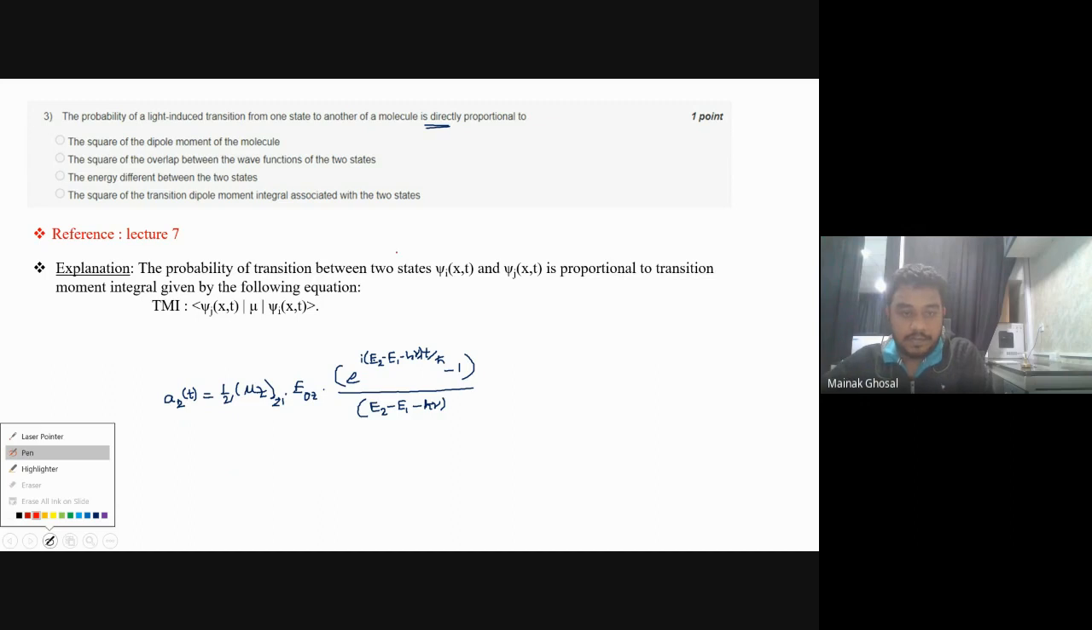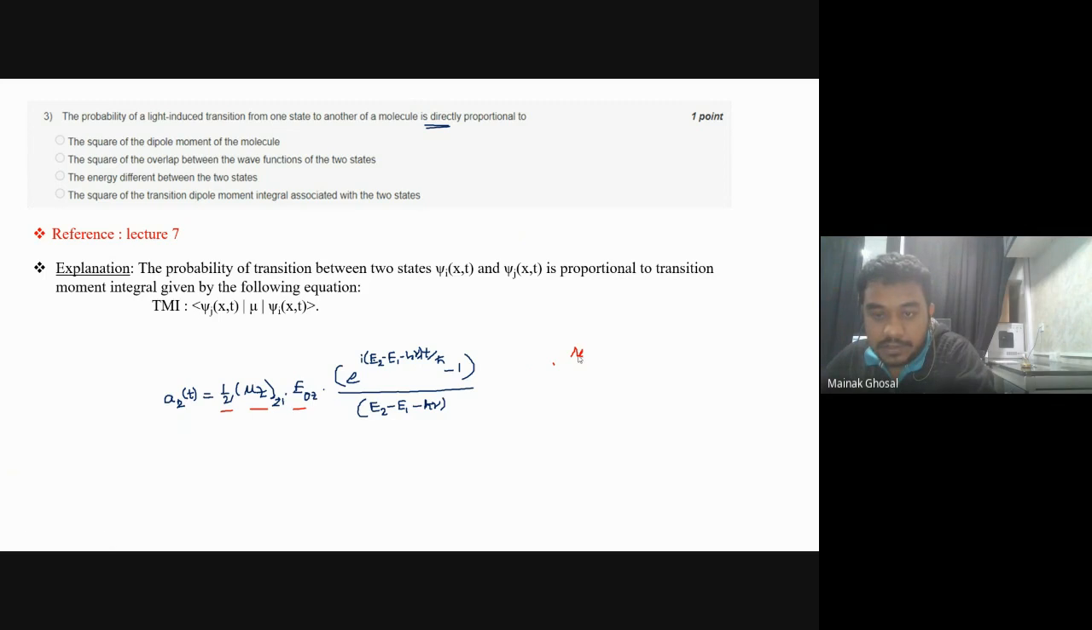Okay. So every term has its usual meaning: half mu z21 into E0z into e to the power i (E2 minus E1 minus h nu) t by h cross, minus 1, divided by E2 minus E1 minus h nu. Okay. So what is mu z? Mu z is too much problematic.